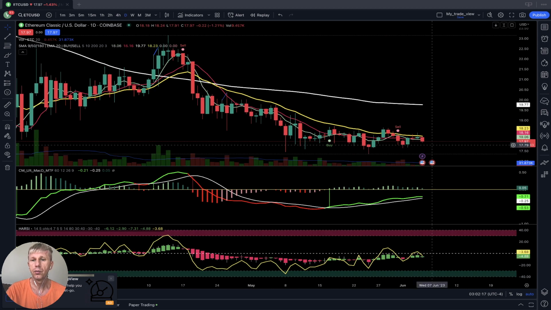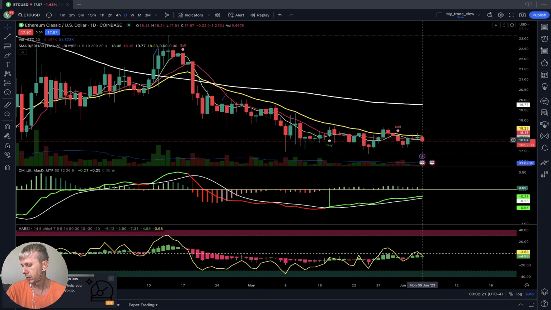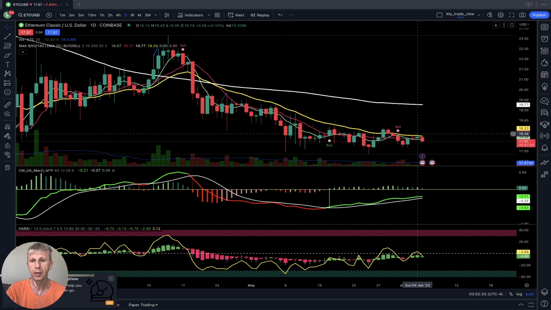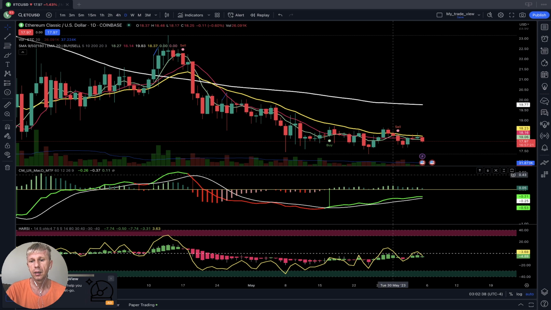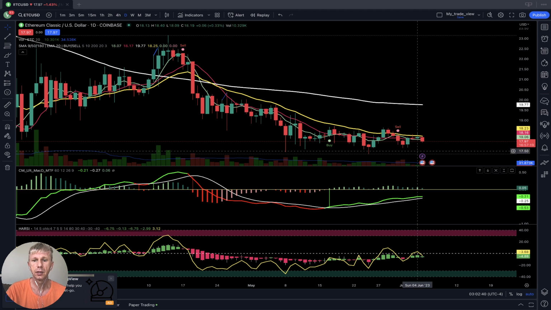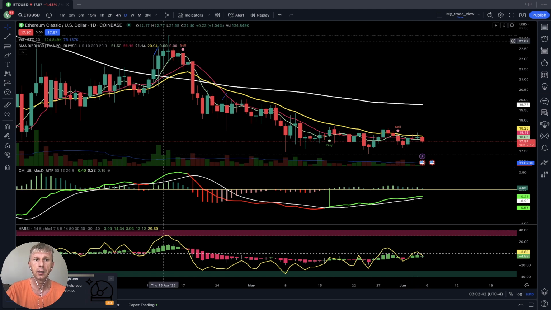Ethereum Classic is very weak, all moving averages below 200, and the last bar below 20. Bearish position, bearish trend, bearish location. MACD is green, but in a bearish location below the zero line. Heikin-Ashi is green below the zero line. Some indicators are positive, but the location is still very bearish, very negative.